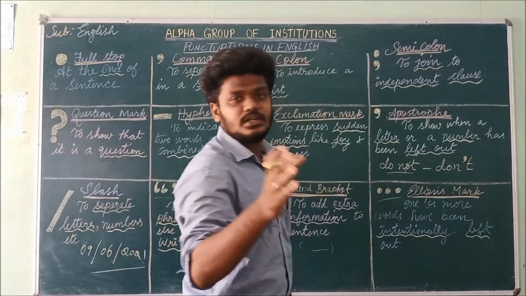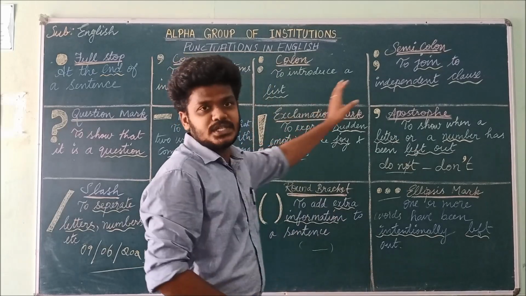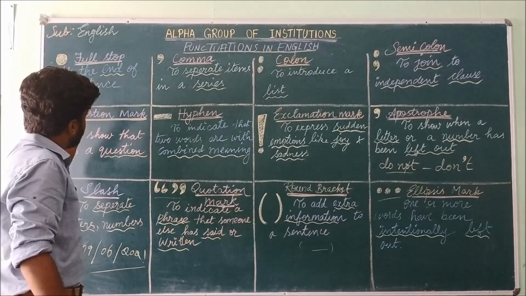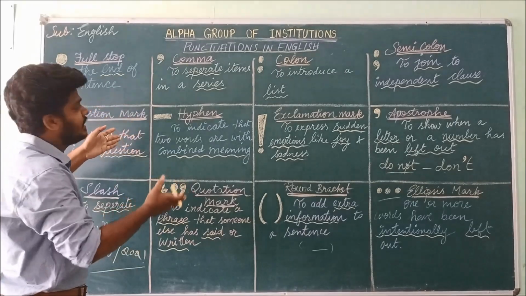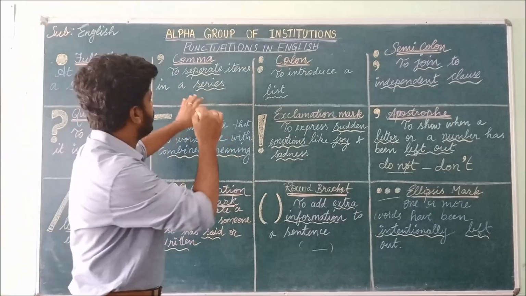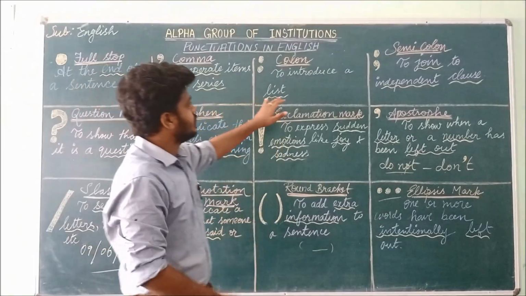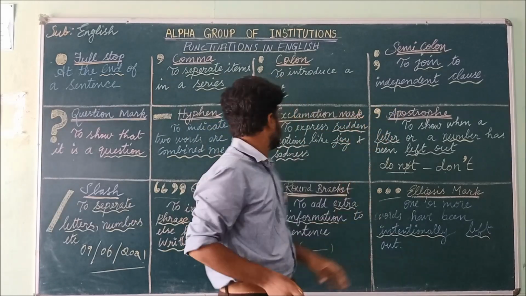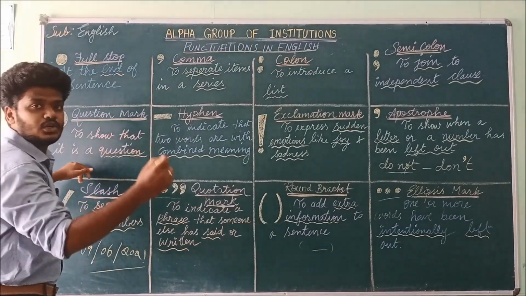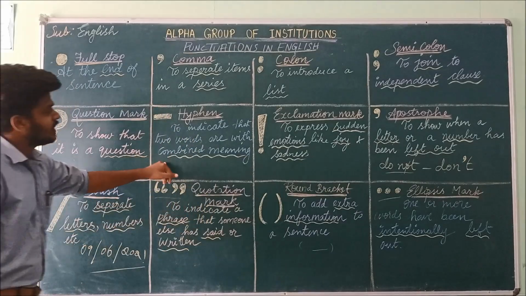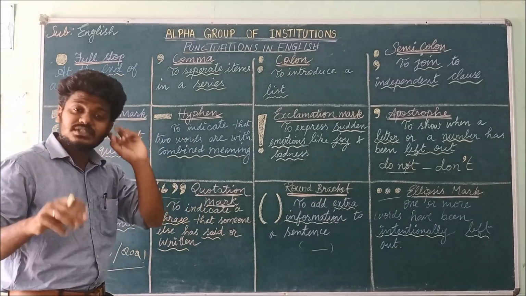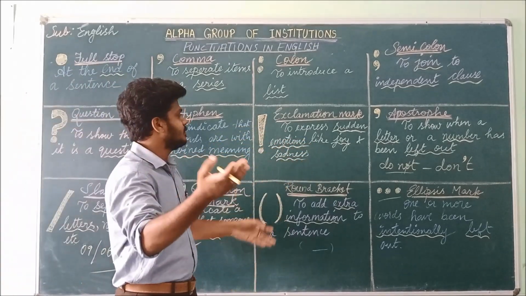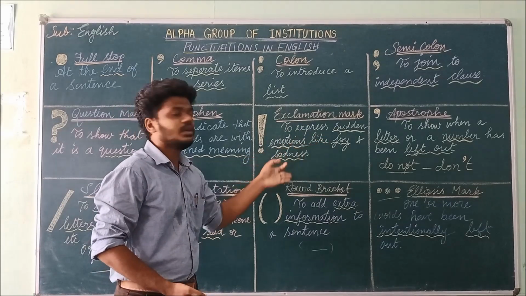Clear? So now let's do a short recap. What are all the punctuation marks we have seen now? First one is full stop or period. It is used at the end of a sentence to complete the idea. Next one is comma, that is used to separate items in a list. Next one is colon, to introduce a new list. Next one is semicolon, to join 2 independent clauses. And the next one is question mark, to add at the end of a question. Next one is hyphen, to indicate 2 words with a combined meaning. And next one is exclamation mark. You all know exclamation mark is nothing but to express a sudden emotion like joy and sadness.